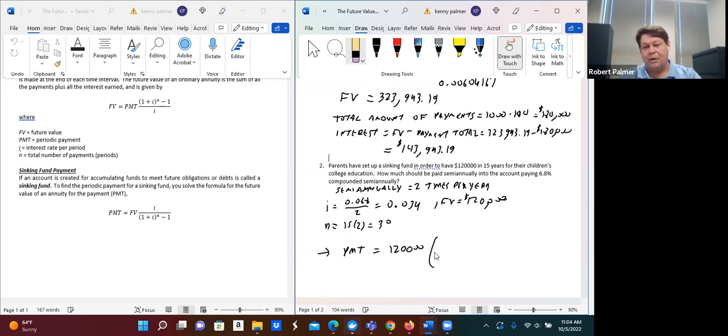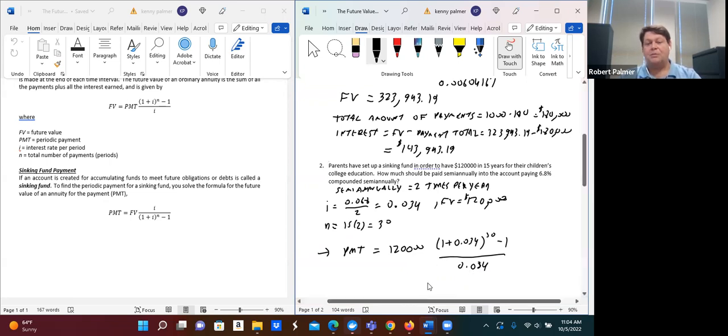Actually, I don't really need that at the moment. So then times 1 plus 0.034, raised to the 30 minus 1, over 0.034, the I. And once again, you can also put the future value of this amount over that as well.